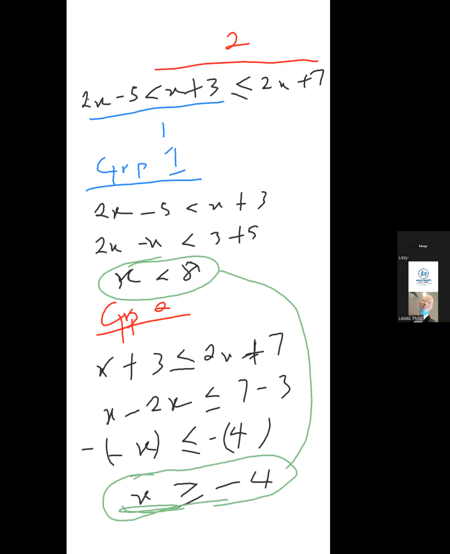Okay, so I want to combine these two now. So to combine these two, I have x is less than 8, and then x is greater than or equal to minus 4. So let me combine it on the next one. I have x is less than 8, and I also have x is greater than or equal to minus 4.